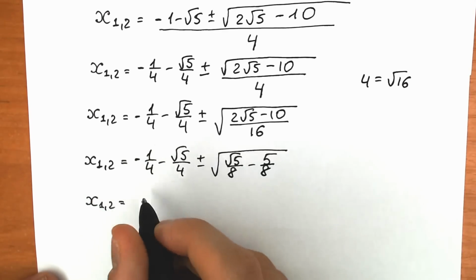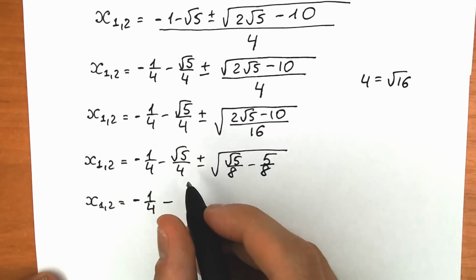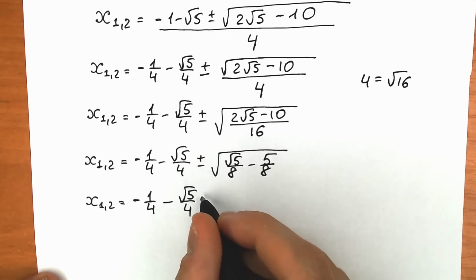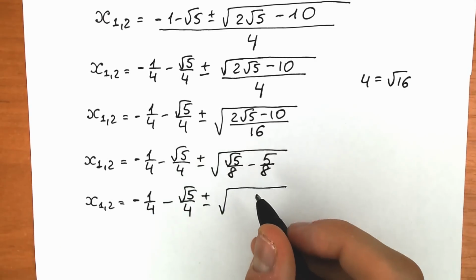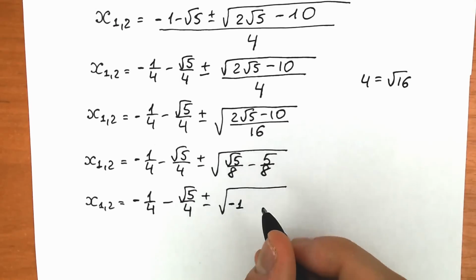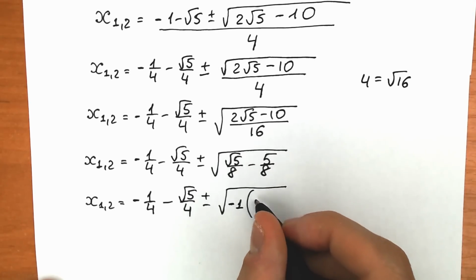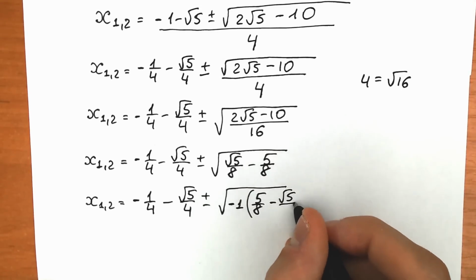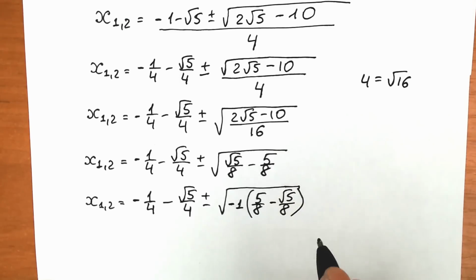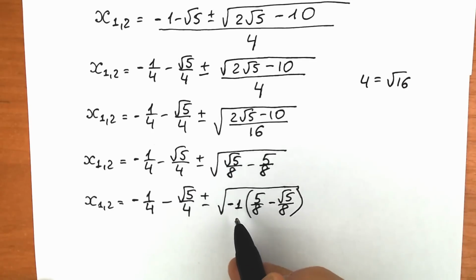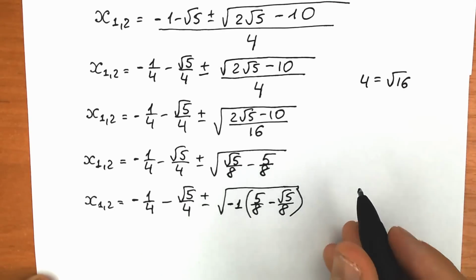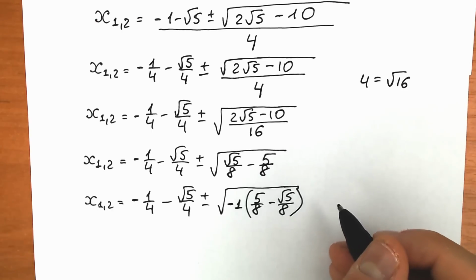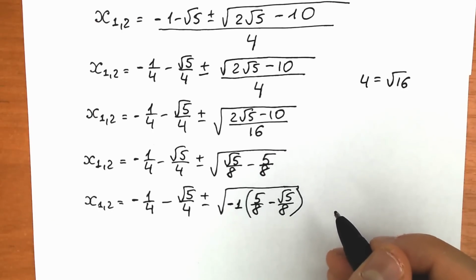So let's do something like that. So x first and second equal to -1 over 4 minus square root of 5 over 4 plus minus square root of, and right here let's write this one as -1, and in parentheses we have a great expression. We have 5 over 8, so we change position. 5 over 8 minus square root of 5 over 8. And right now this square root of -1, because in terms of square root we can easily split it, we can write it as a product. We can write it as square root of -1 times square root of this expression. But square root of -1 we can write as i. Okay, we're talking about i, we're talking about complex unit.